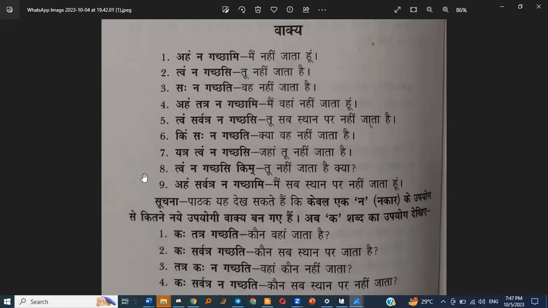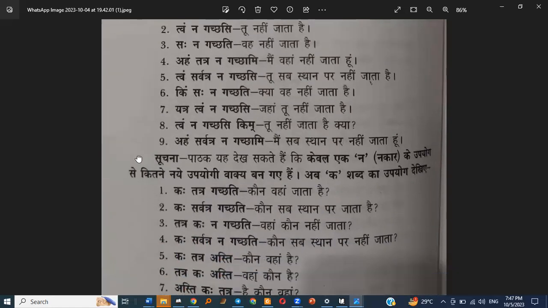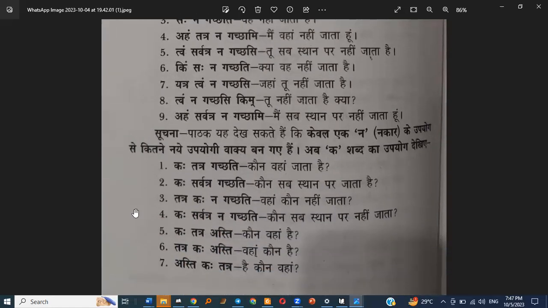Like, yatra tvam na gachasi, where you are not going, where you do not go. Tvam na gachasi kim, aren't you going? Don't you go? Aham sarvatra na gachami, I'm not going everywhere. Further questions would be, kaha tatra gachati, who is going there? You know, third person. Kaha sarvatra gachati, who is going everywhere? Tatra kaha na gachati, who is not going there?